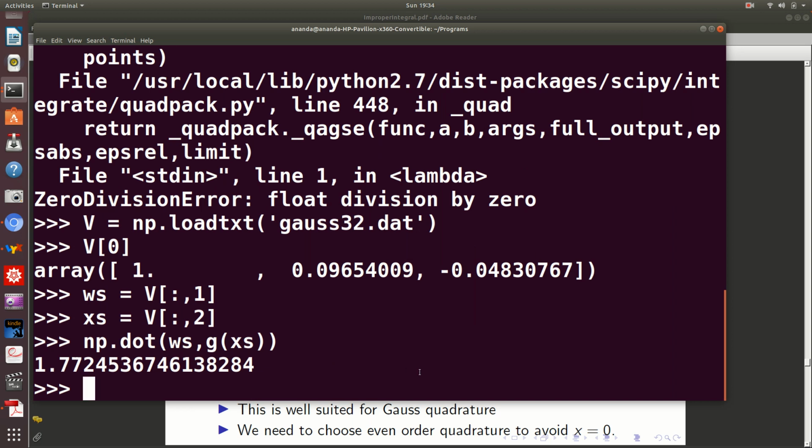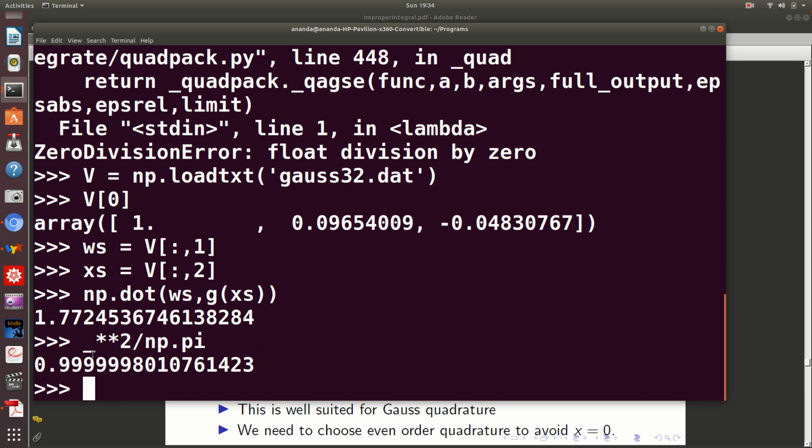Of course, this is not as accurate as what we had figured out earlier. If you see, square of this divided by pi is not exactly 1, pretty close, but not. That one had 9s all the way. This one has only 1, 2, 3, 4, 5, 6 9s, and then an 8. Of course, this is still accurate to within 10 to the minus 7, pretty good, I would say.